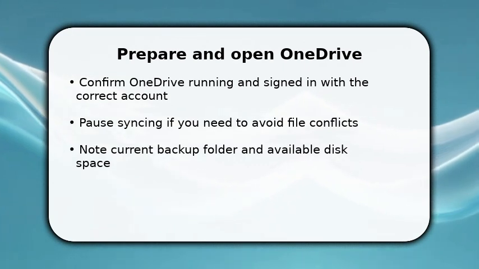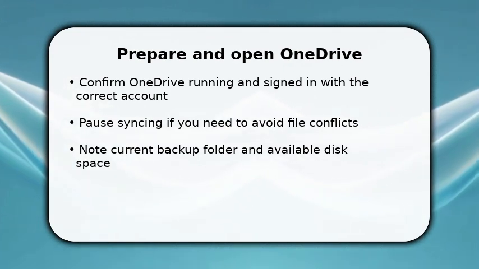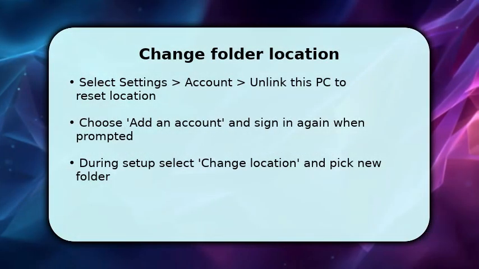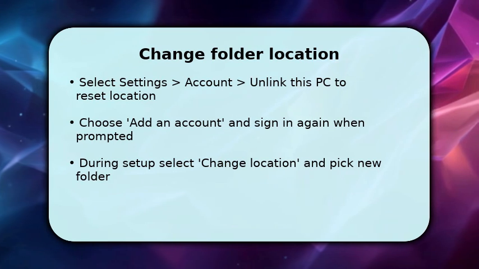Now navigate to the OneDrive settings from the system tray icon to begin the relocation process. You will unlink the PC to allow selecting a new folder. This removes the current link but doesn't delete cloud files.